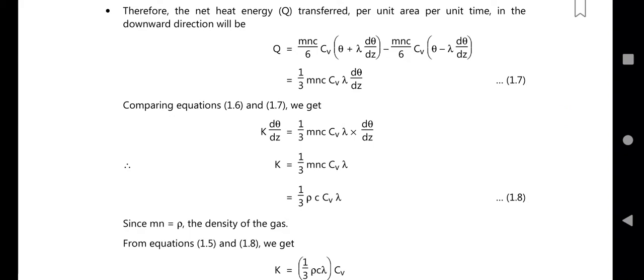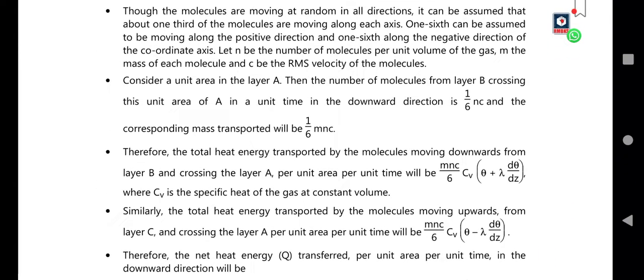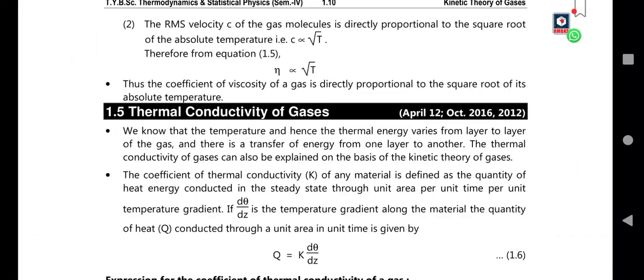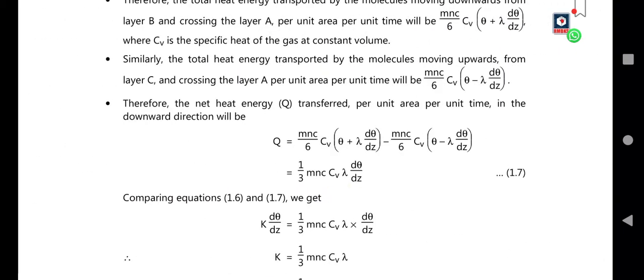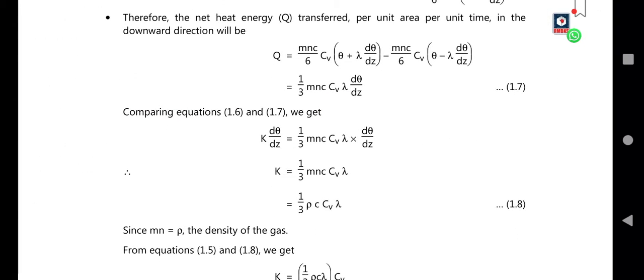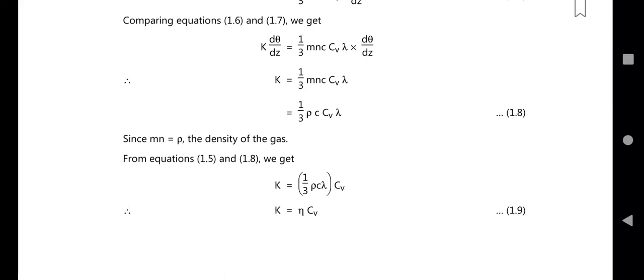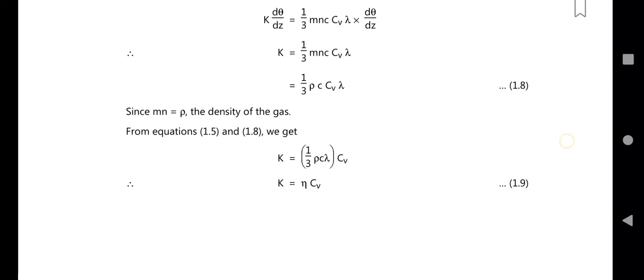Now comparing equation 1.6 and 1.7. Equation 1.6 is Q = K dθ/dz, and 1.7 is this equation. Therefore we get K dθ/dz = 1/3 mnc CV λ dθ/dz. That will cancel, and we get K = 1/3 mnc CV λ, which is equal to 1/3 ρ c CV λ, where mn is the density of the gas.